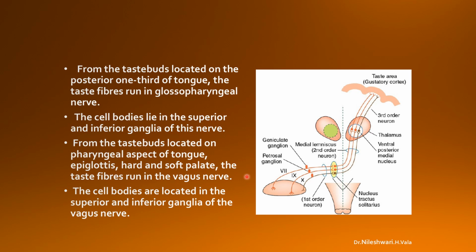And from the taste buds located on the pharyngeal aspect of the tongue, epiglottis, hard and soft palate, the taste fibers run in the vagus nerve. And the cell bodies are located in the superior and inferior ganglia of the vagus nerve. So, first order neurons from taste fibers run through the 7th, 9th and 10th cranial nerves.